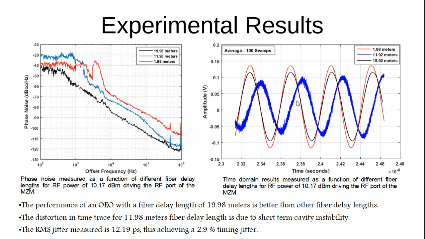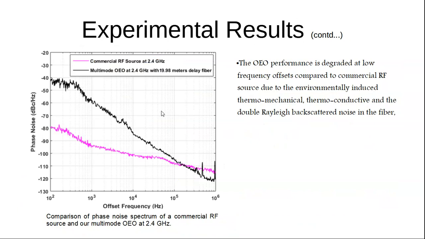And in the time domain plot, you can see some distortion, which is due to short-term cavity instability. In this experiment, we have achieved an RMS jitter of 12.19 picoseconds, meaning a 2.9% timing jitter. This plot shows a comparison of our OEO with a commercial RF source at 2.4 GHz.